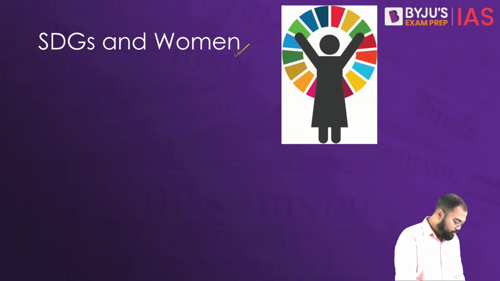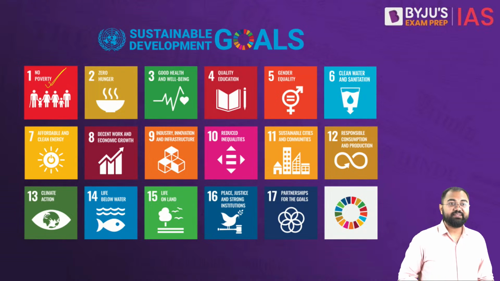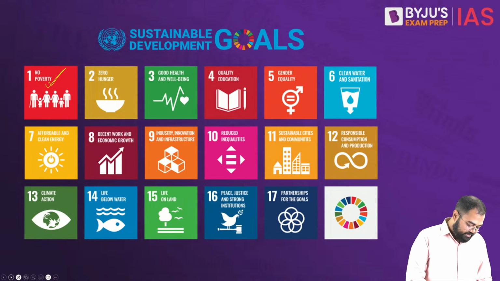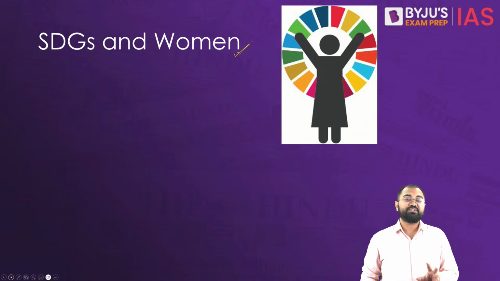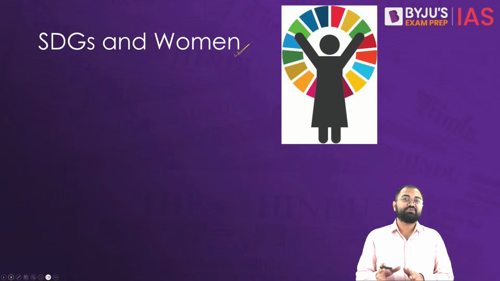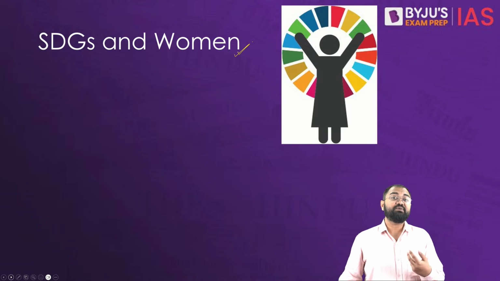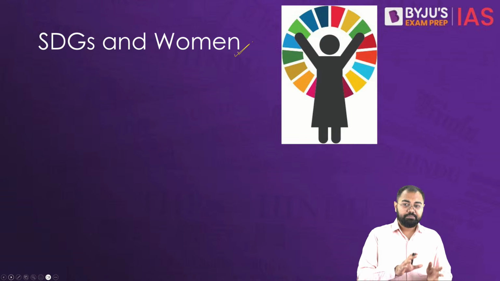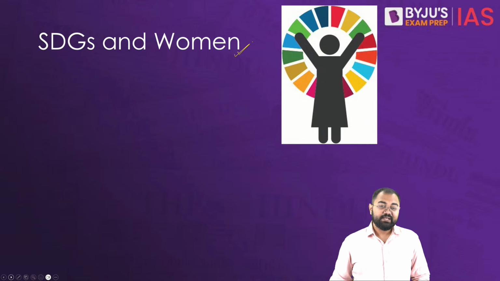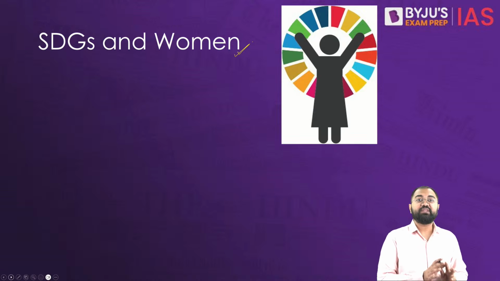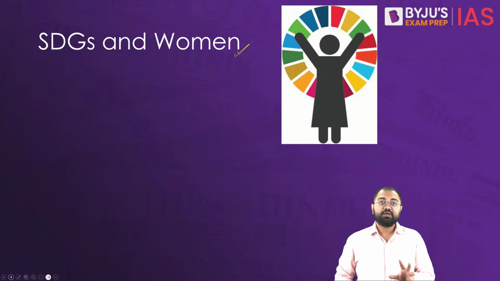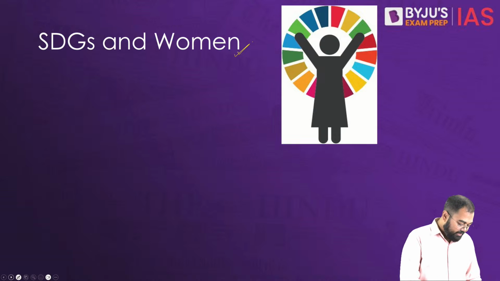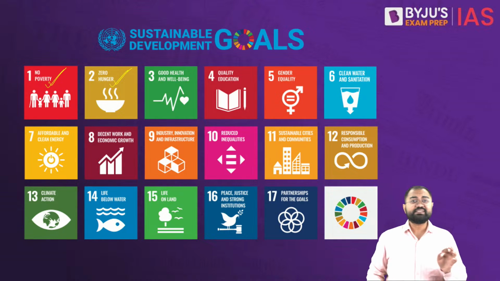For example, take sustainable development goal 1, that is no poverty. In SDG 1, women's participation becomes very crucial in poverty reduction efforts. For instance, giving women access to financial resources such as micro loans or savings accounts can empower them to start businesses, invest in their families, health and education, and contribute to economic development in their communities. So their role becomes very crucial in achieving SDG 1. Similarly, SDG 2 talks about zero hunger.